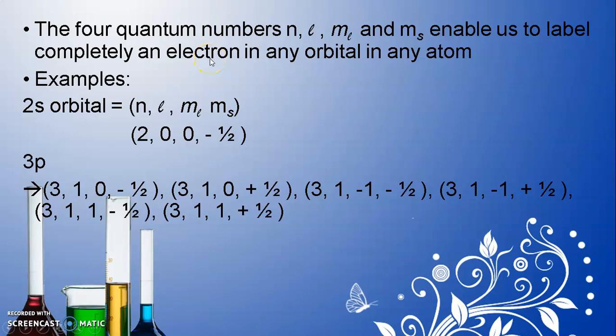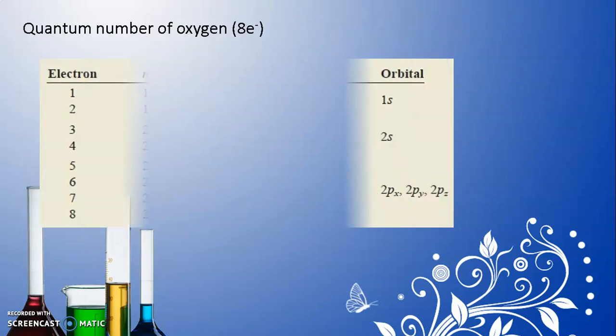So for example, if you have a 2s orbital, the quantum number values of your 2s orbital are 2, 0, 0, and +1/2. If there are 2 electrons occupying your 2s orbital, then the other value is negative 1/2. In your 3p orbital, there are 6 ways to write its quantum numbers. So your assignment is to give me the quantum numbers of a 3s orbital and a 2p orbital.